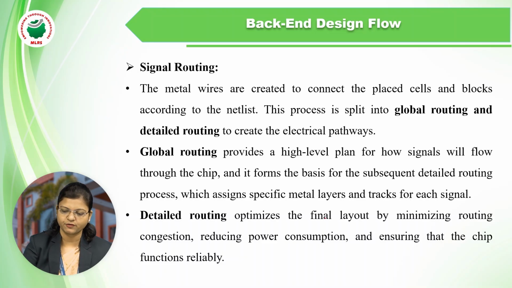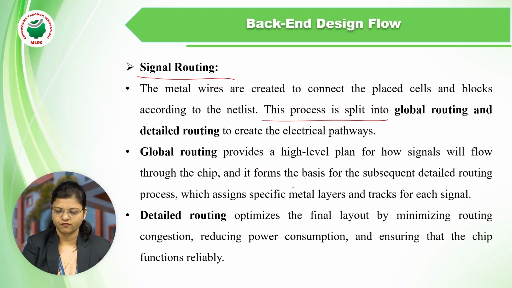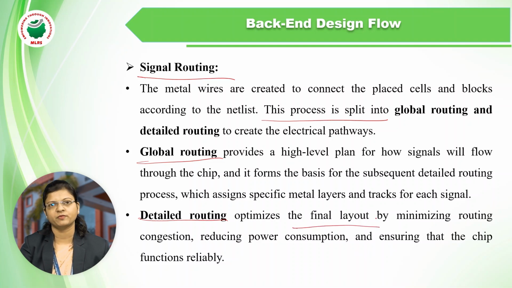Then signal routing is how these blocks are connected with the metal wire. These metal wires are created to connect the placed cells and blocks according to the netlist. This is basically divided into two types: first is global routing, another one is detailed routing. Global routing provides the high level plan, whereas detailed routing optimizes the final layout of the chip by minimizing the routing congestion.